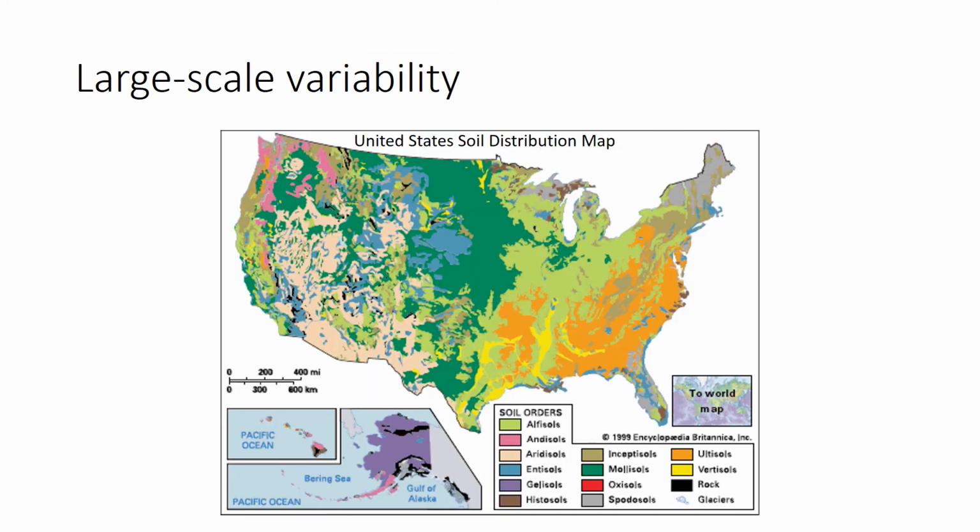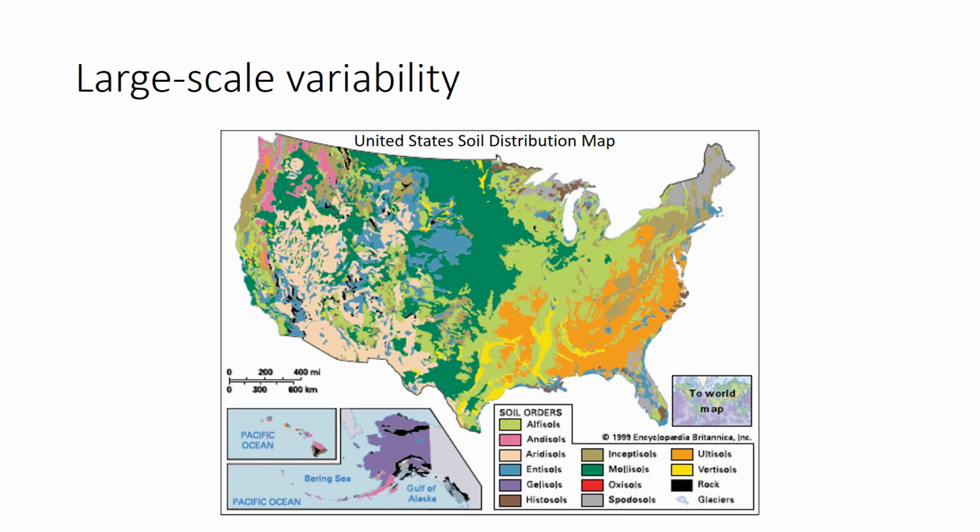Large-scale variability can be shown across the United States, where we find a majority of ultisols, for example, occurring across the southeast, where heavier rainfalls and hotter climates lead to greater weathering, physical as well as chemical weathering, leading to more soil profile development and ultimately more weathered soils.